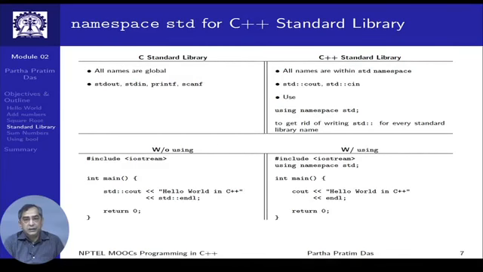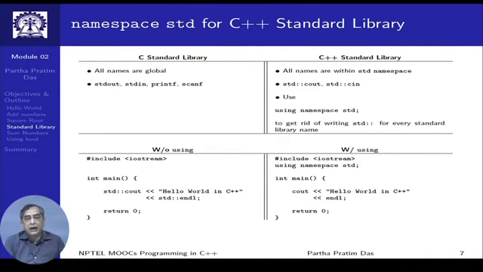In contrast, in C++ standard library, all names are in the std namespace. This namespace is specifically reserved for the standard library, and all names are prefixed with std::, meaning that the name occurs within this std namespace.